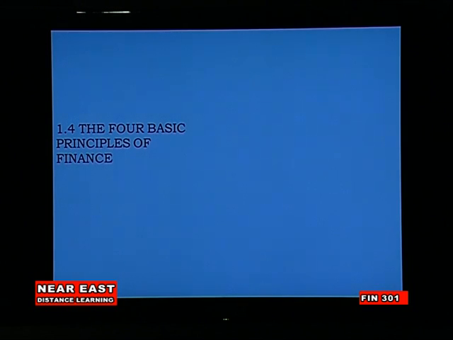Now, in the fourth section, we will talk about the main principles in finance. The principles in finance are not just four. There are many principles, but we will focus on four principles.